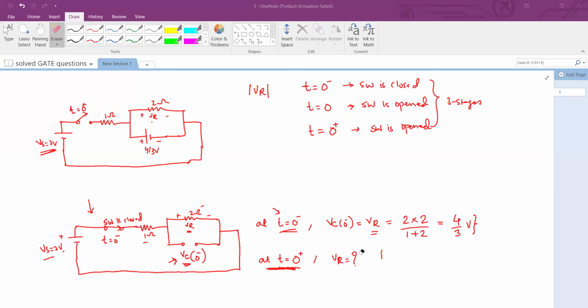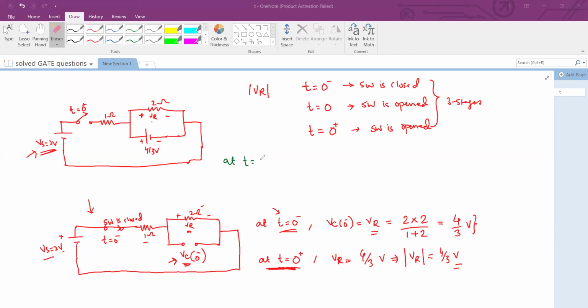Let me write here. The voltage VR will be equal to 4 by 3 volts, which is in fact the voltage across the 2 ohm resistance, because this voltage source is out. And therefore the magnitude of the VR is effectively 4 by 3 volts, which is asked. Now, how about the circuit exactly at t equal to 0?